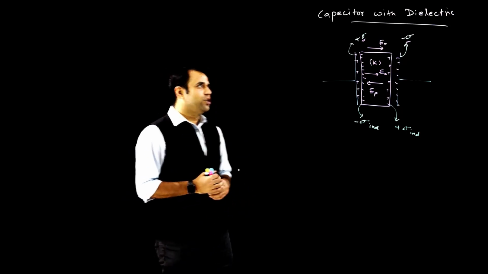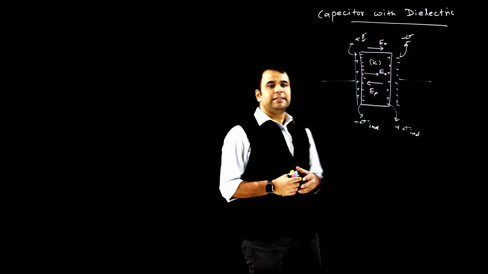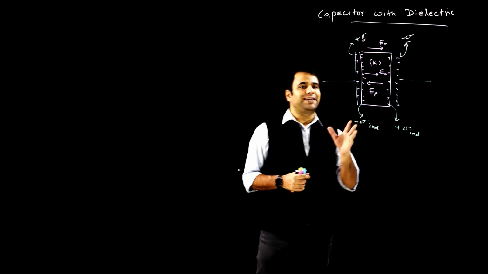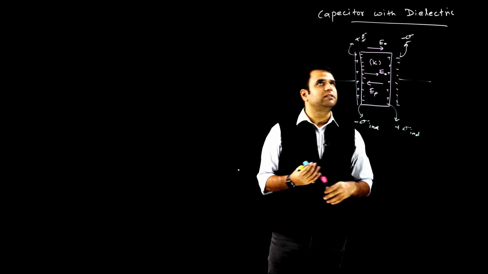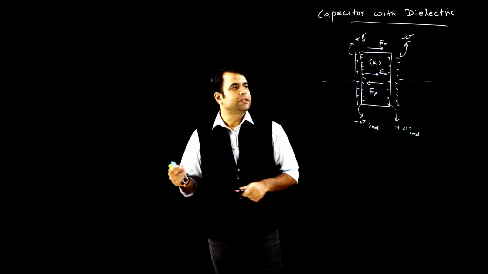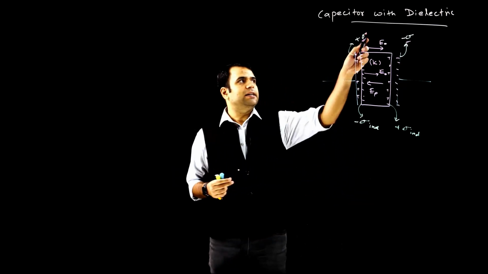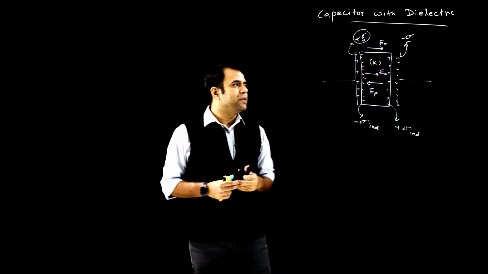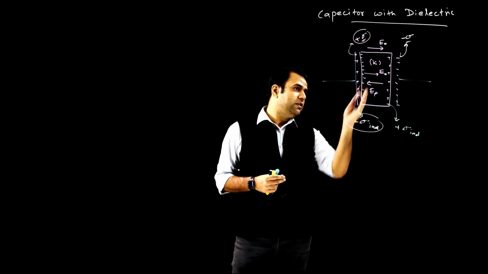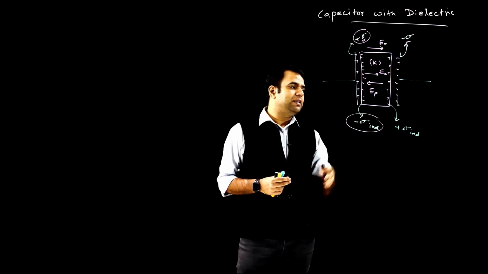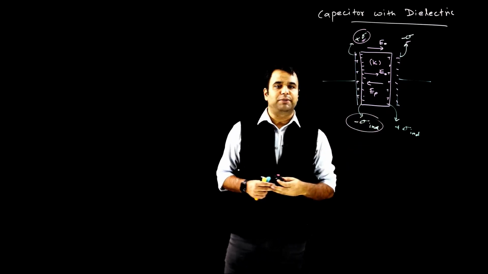Hello. So now we'll calculate the capacitance of a capacitor when the dielectric is placed inside the capacitor. This is a dielectric, completely occupying the space within the capacitor. This capacitor has a free charge density sigma, and due to that, an induced charge of minus sigma will come onto one side of the capacitor and plus sigma onto the other side.